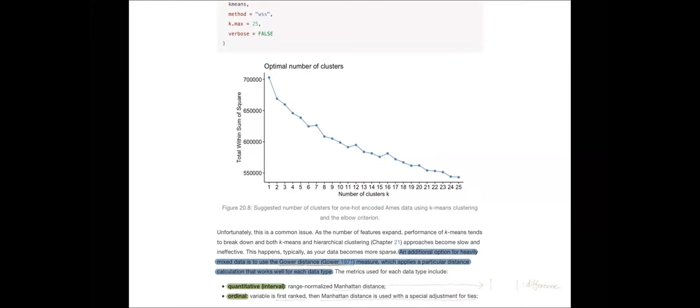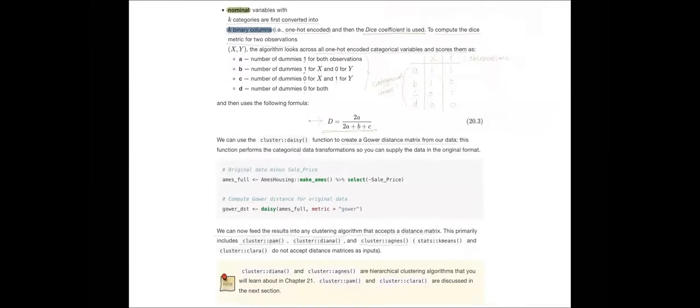In the case of quantitative variables, we can use the Manhattan distance method. In the case of ordinal variables, we first rank them, and then Manhattan distance is used, like a difference of the distances. And for nominal variables, we can convert them into a sum of binary columns, and then the Dice coefficient is used in this case. So for example, computing the Dice metric for two observations, X and Y in this case, these are the two observations in our data.